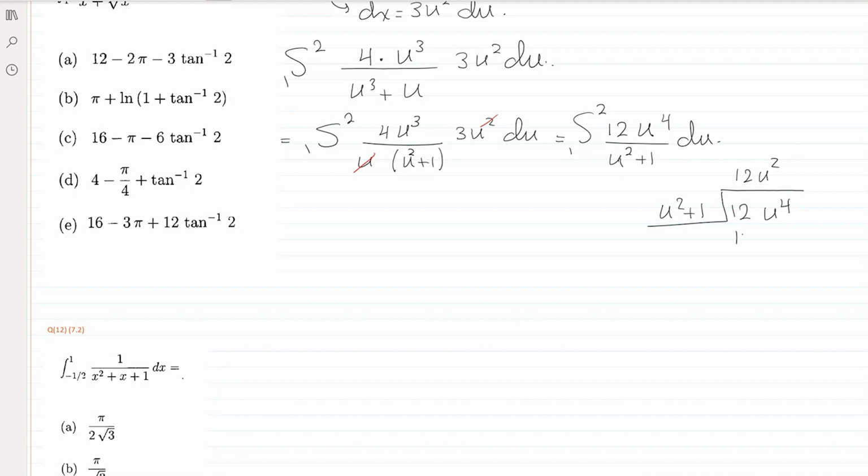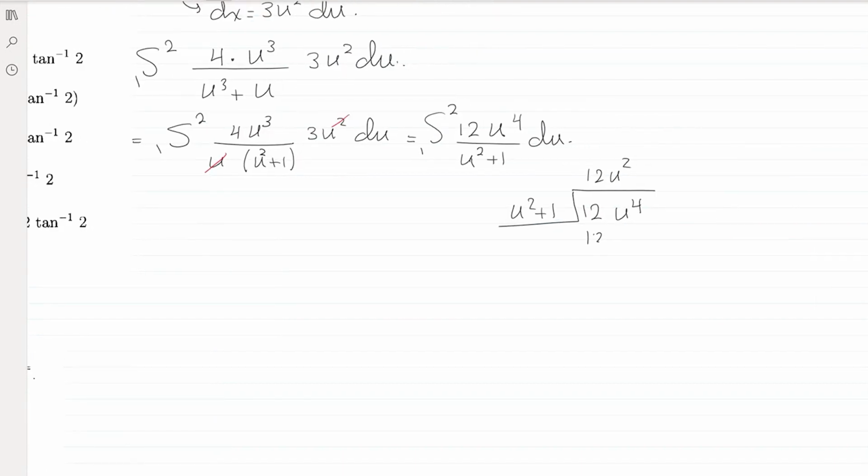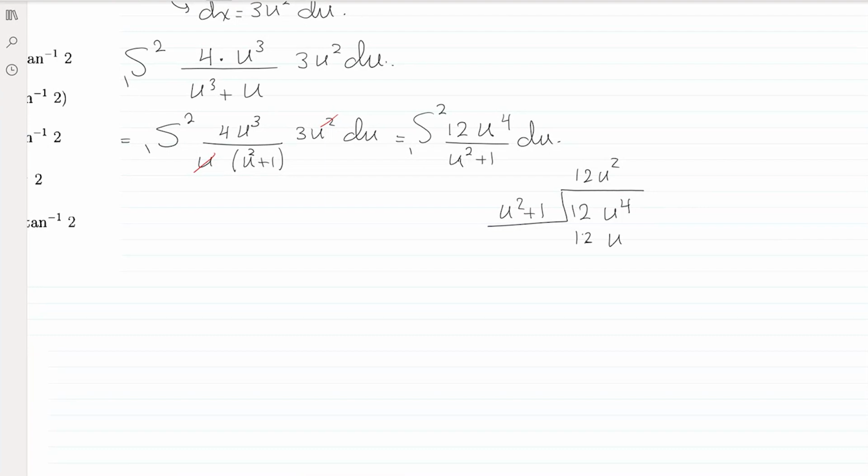What is the problem? Why don't you take the 12 outside, then solve it easily? You can. In fact, it's better to do it with the 12 outside. Why I didn't take it outside, I don't know. You are right. So write 12 just here outside. Okay, it will be much easier.